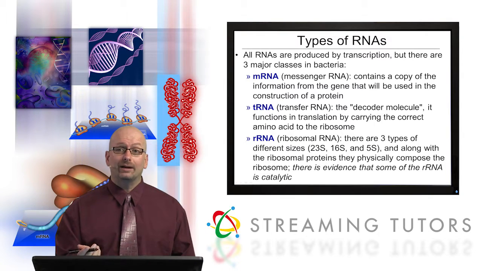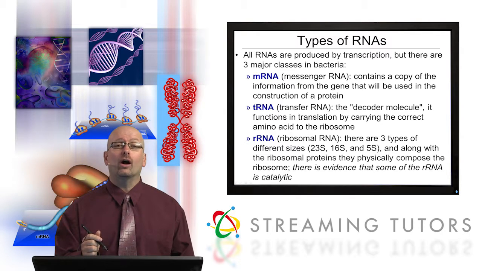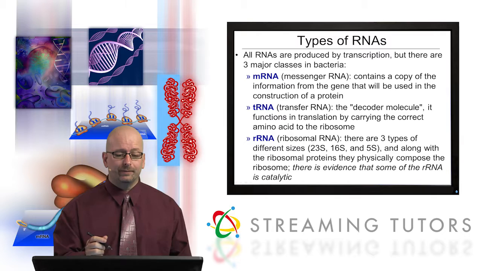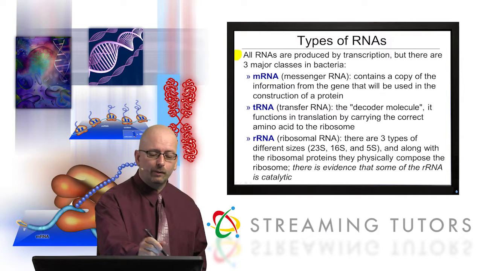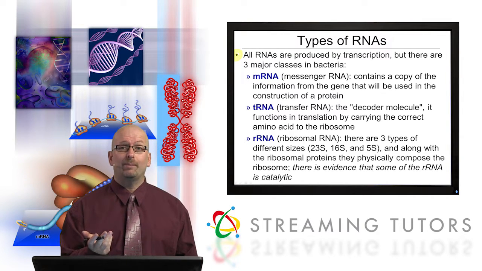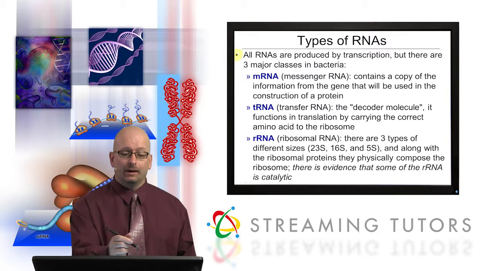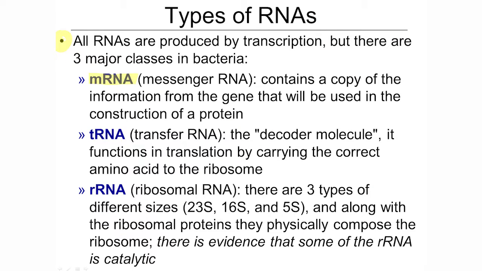Now, informationally, we've been focusing on messenger RNAs. And you probably know that there are other types of RNAs around, but all of them are produced in basically the same way by transcription. So the messenger RNA, or mRNA, we've been focusing on because that's the information from the gene that's going to be used directly to make a protein.